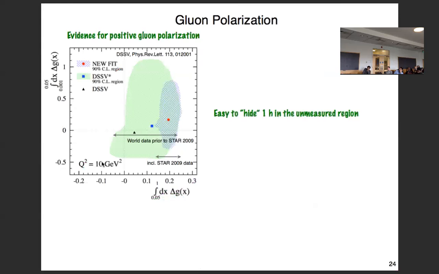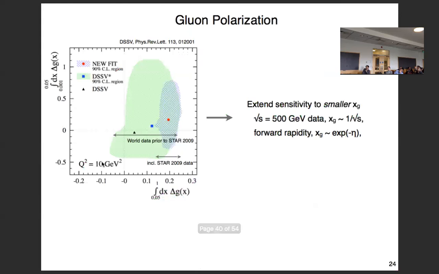And the two messages you get out of this are, well, okay, indeed, the data is impactful. The other thing is that it's quite easy still to hide about a unit of h-bar, so twice the proton spin, in an unmeasured region. That's again one where you either need to measure in a very different way or you have a role for the EIC, but it's significant. So how do you go about improving this?